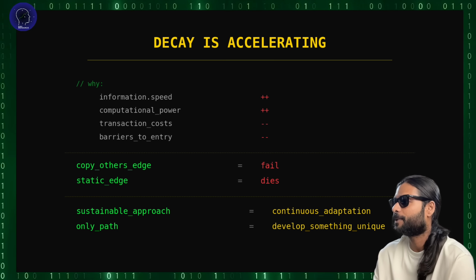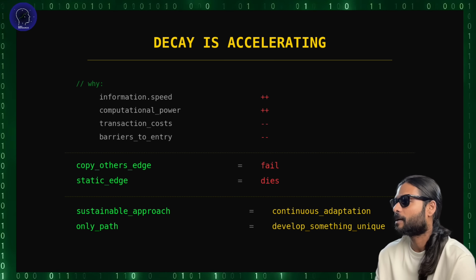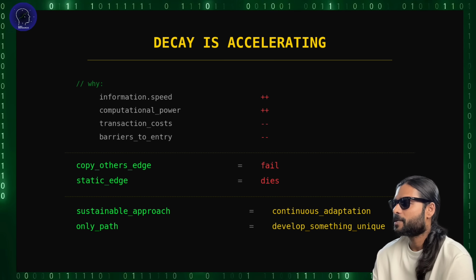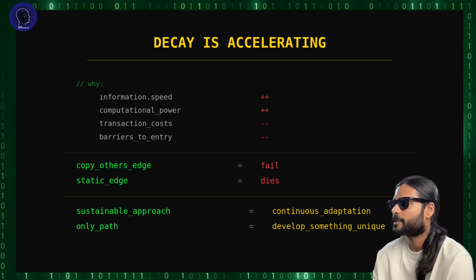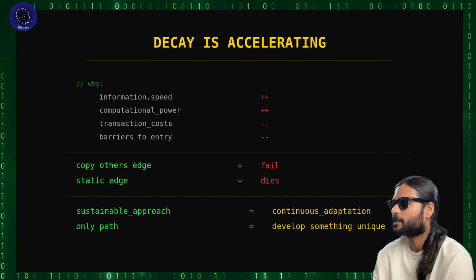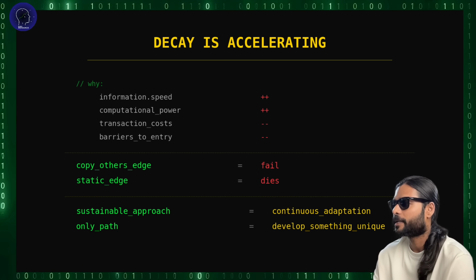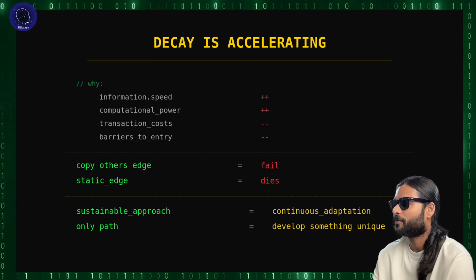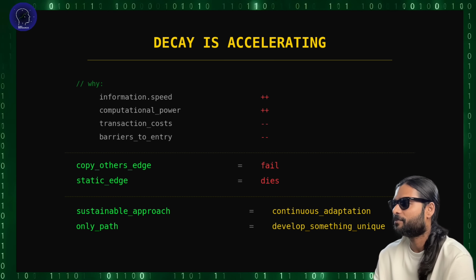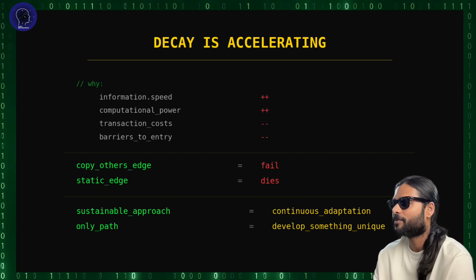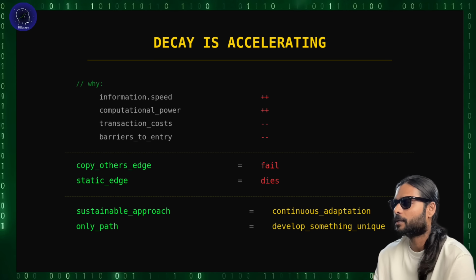This also explains why copying someone else's edge fails. Knowing that edges decay means any sustainable approach must include continuous adaptation. The edge is never static. It evolves or it dies. So if edges decay and copying fails, the only path forward is developing something unique.